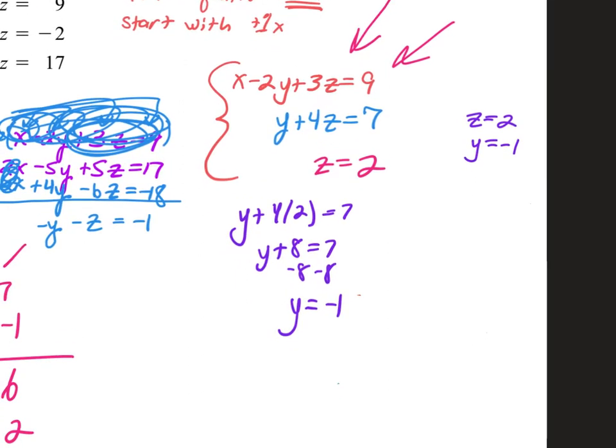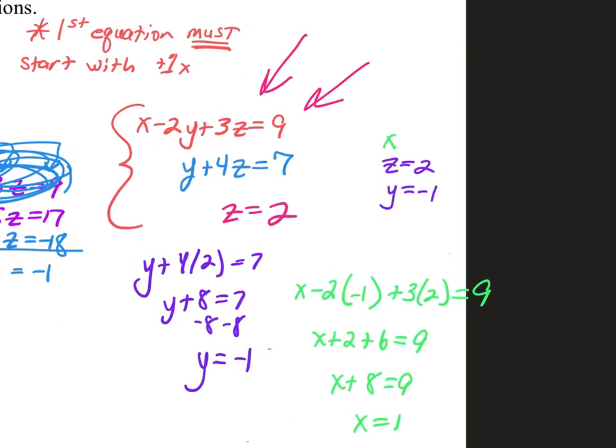And then now what do I do? Yep, plug it into the top one. So I have x minus 2 times -1 plus 3 times 2 equals 9. x plus 2 plus 6 equals 9. x plus 8 equals 9. What's x equal? 1.